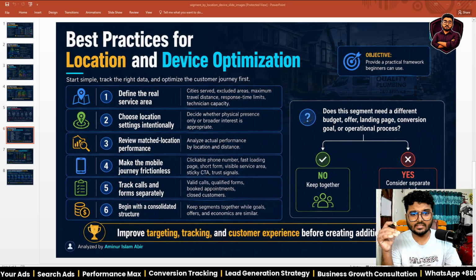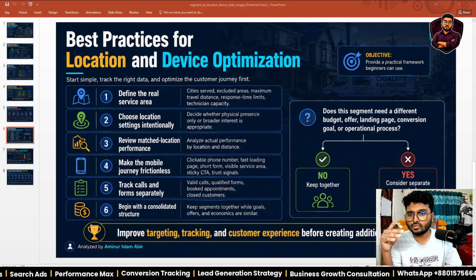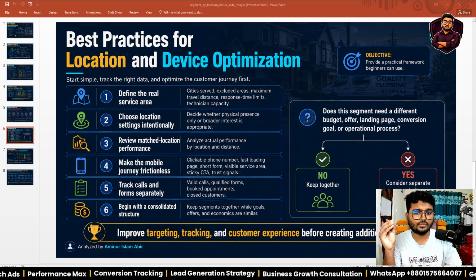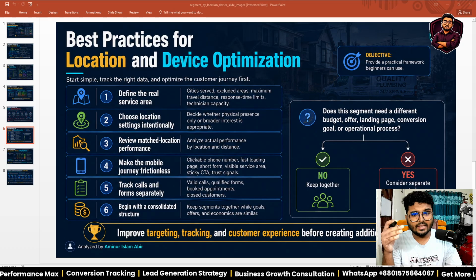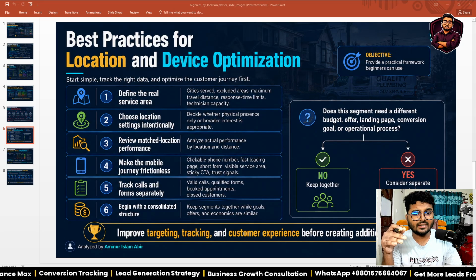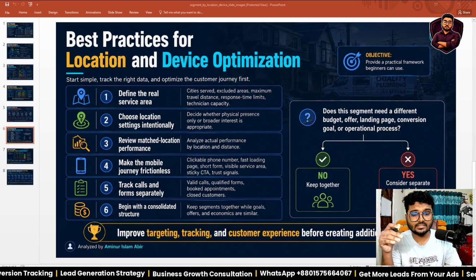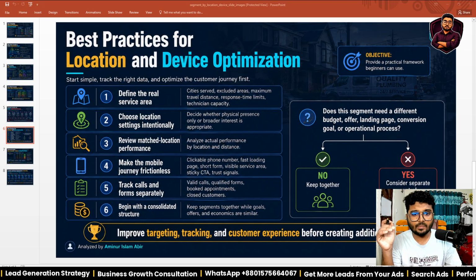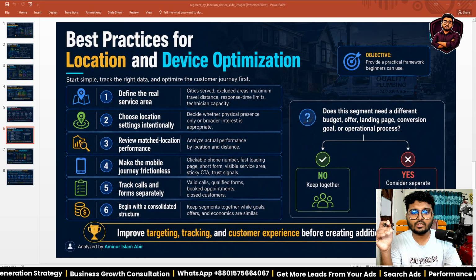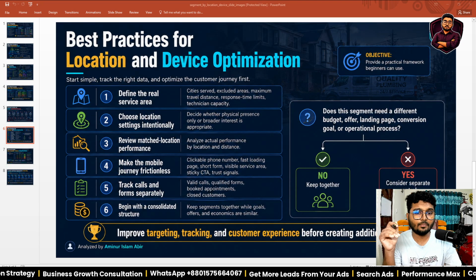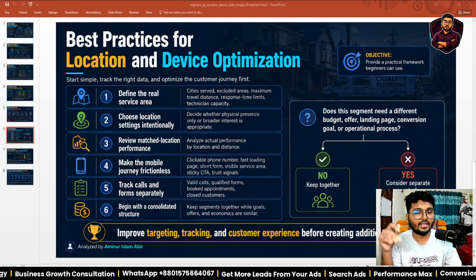The fourth step is to make the mobile experience frictionless. Include a clickable phone number, fast loading pages, short forms, a visible service area, clear trust signals, and a sticky CTA when appropriate. The fifth step is to track calls and forms separately for each device. Measure valid calls, qualified forms, appointments, closed customers, and revenue.